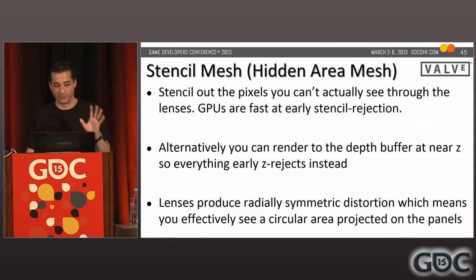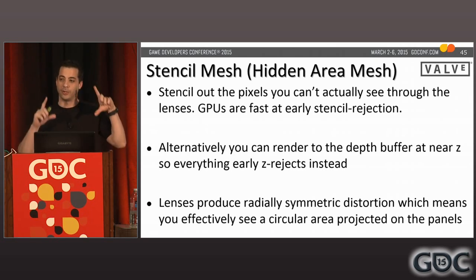Oh, this is a good one. Okay, so stencil mesh. This is going to buy you another 15% perf boost in your engine, okay? We also call this the hidden area mesh in the SteamVR API. You want to stencil out all the pixels you can't actually see on the panels. There's a complex setup here. Your eyes are behind a set of lenses that are then going to project onto the panels. You can't actually see all the pixels on those panels. And so the idea is to figure out a screen space mesh you can render and stencil out all the pixels you can't actually see.